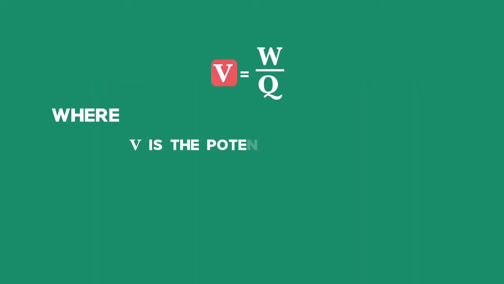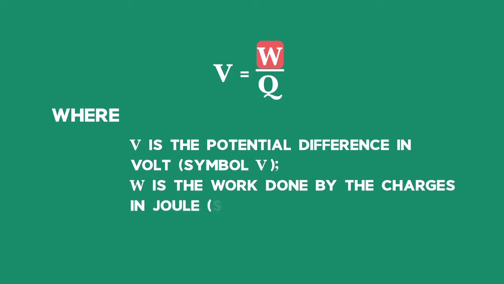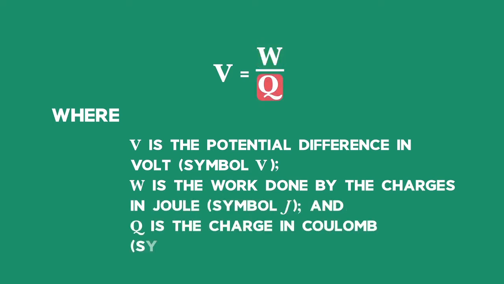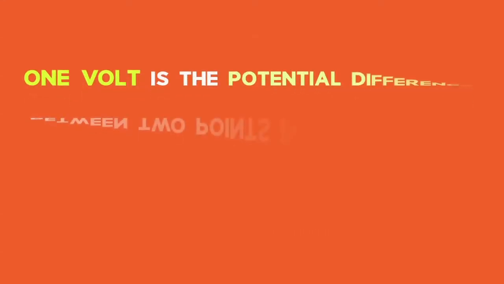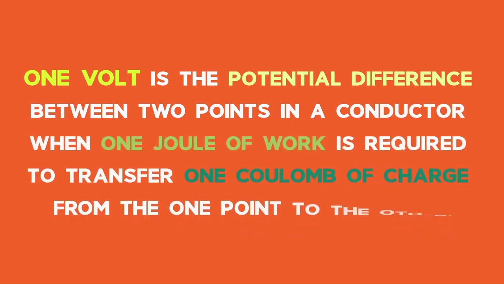Where V is the potential difference in volts, symbol V, W is the work done by the charges in joules, symbol J, and Q is the charge in coulombs, symbol C. One volt is the potential difference between 2 points in a conductor where 1 joule of work is required to transfer 1 coulomb of charge from one point to the other.